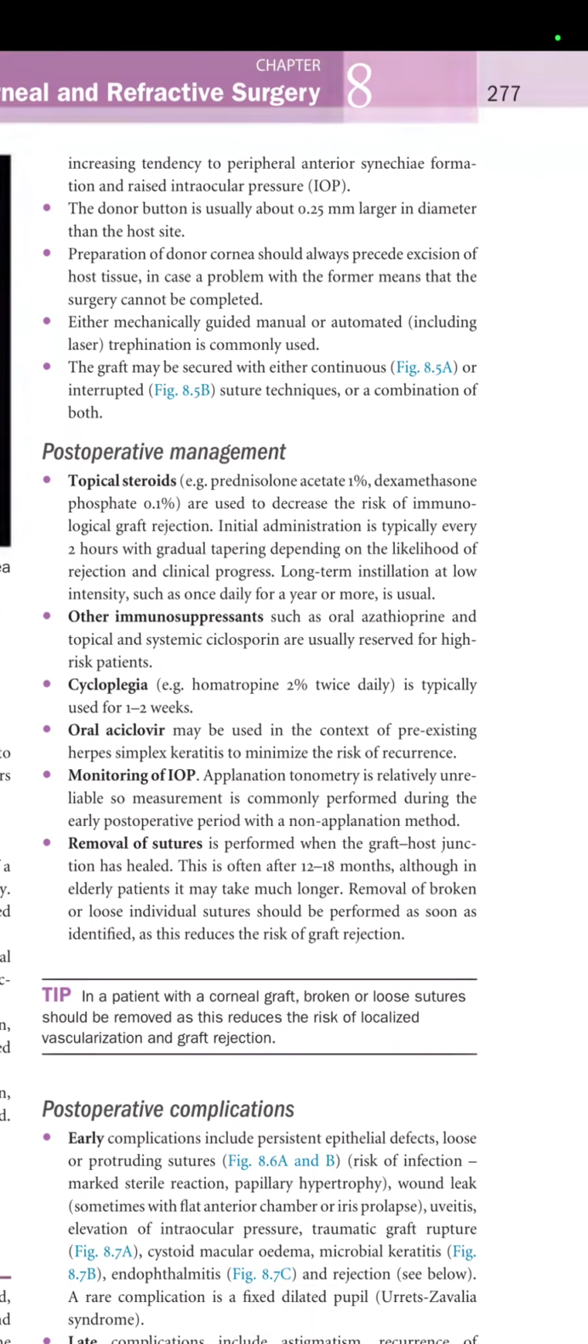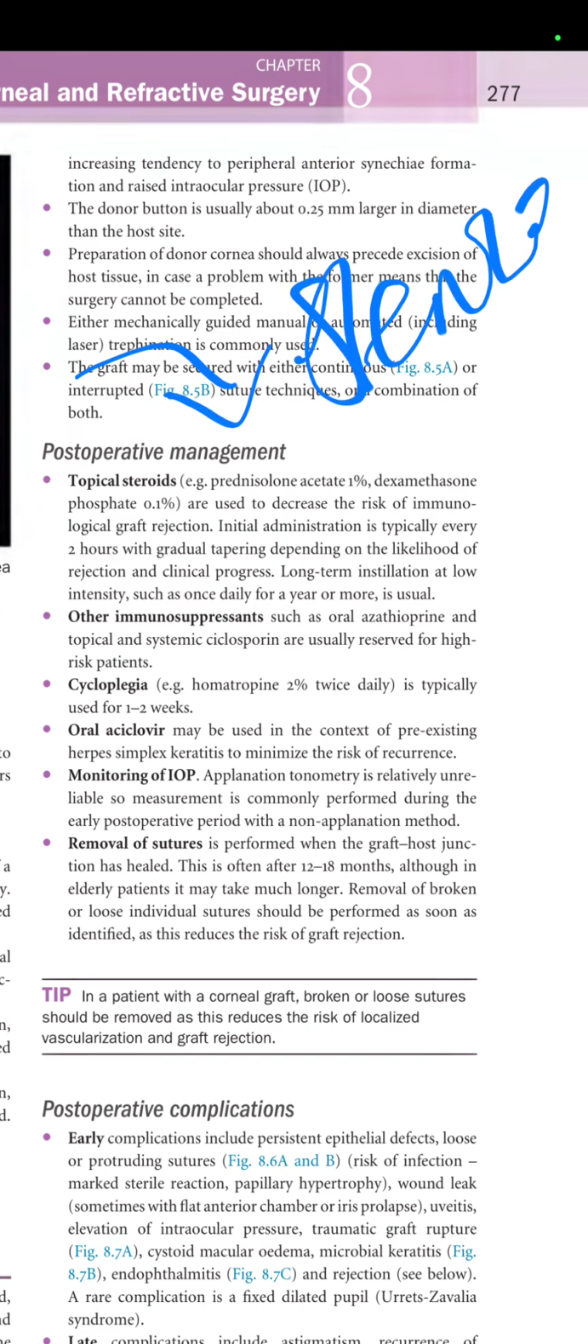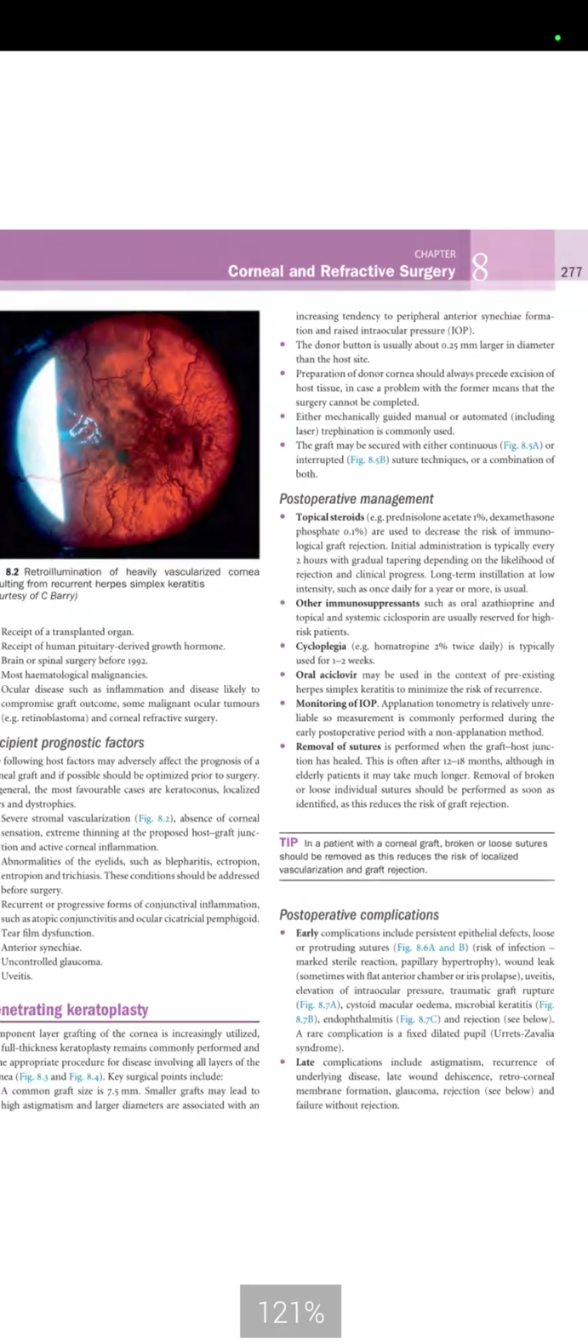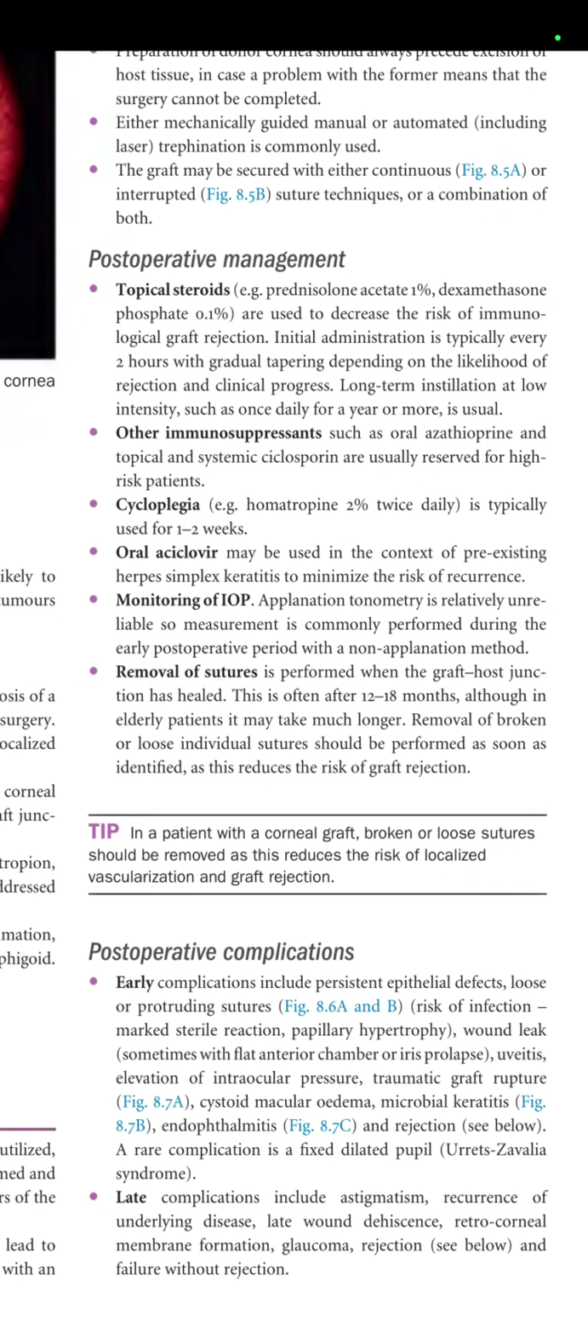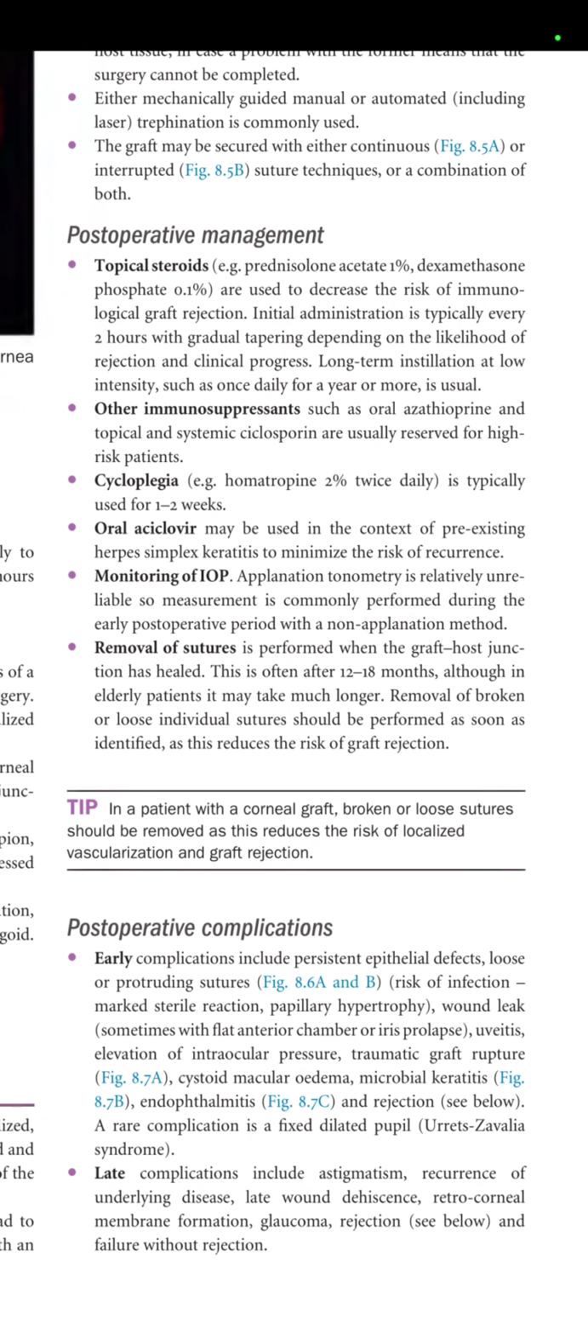Post-operative management: basically you are going to prevent rejection of the graft, so you have to use steroids in these cases. Topical steroids, prednisolone acetate 1% or dexamethasone phosphate 0.1%, are used to decrease the risk of immunological graft rejection. Initial administration is typically every 2 hours, with gradual tapering depending on the likelihood of rejection and clinical progress. Long-term instillation at low intensity, such as once daily for a year or more, is usual. So you have to give the steroid for a long period of time to prevent any kind of rejection.